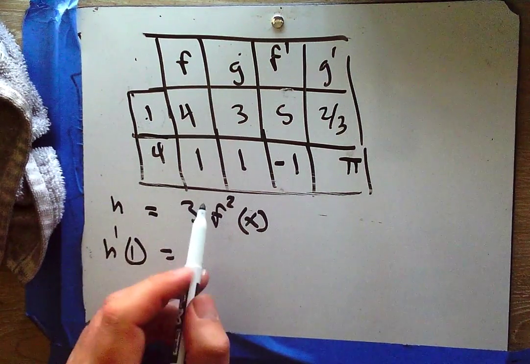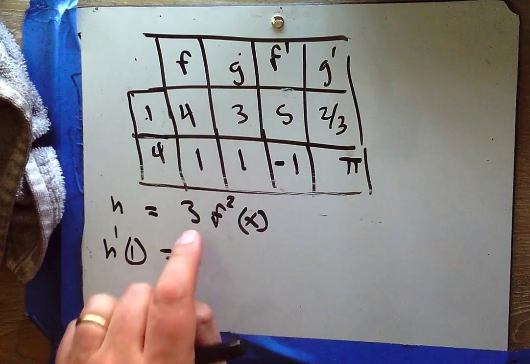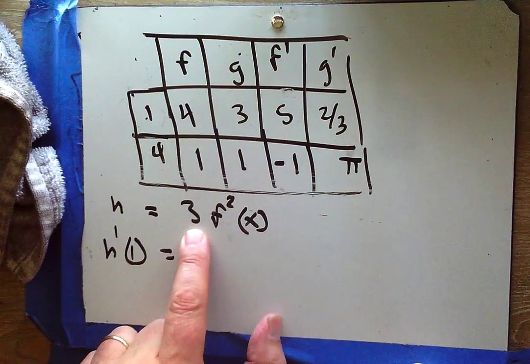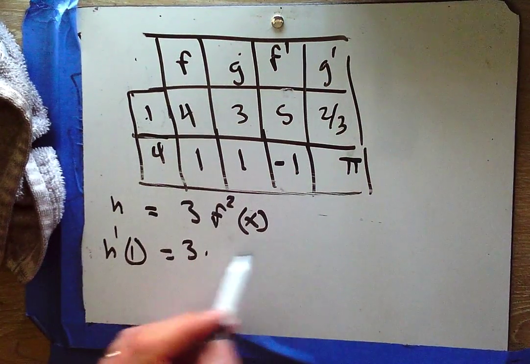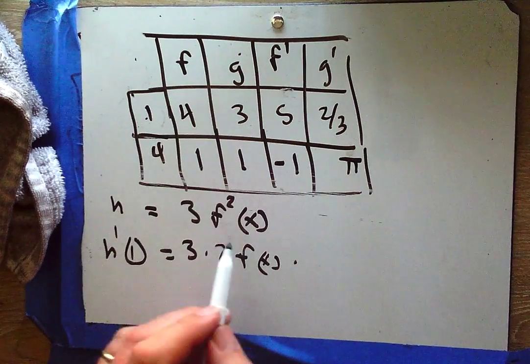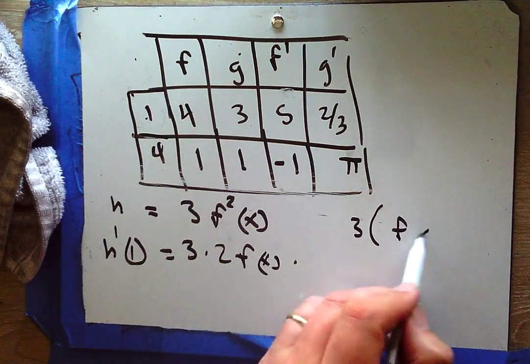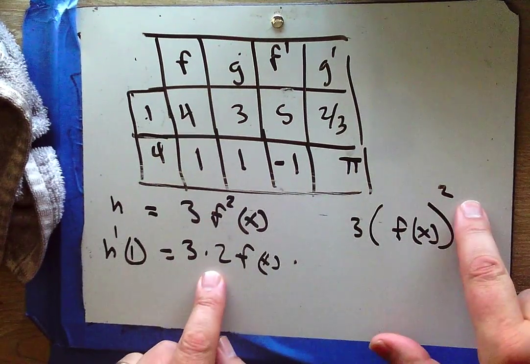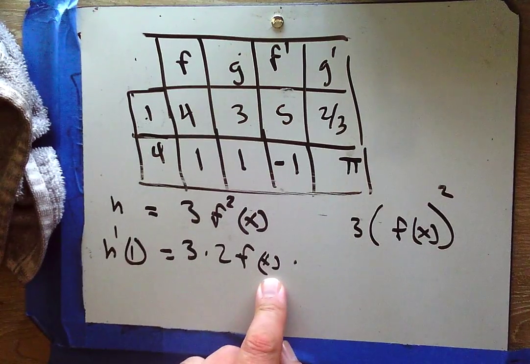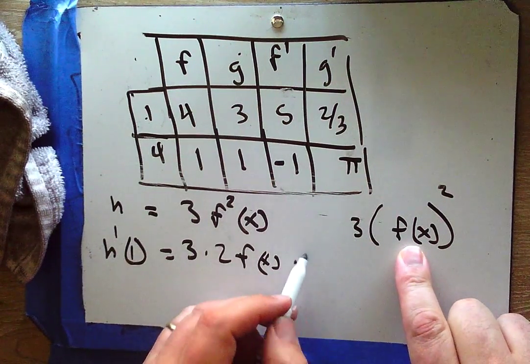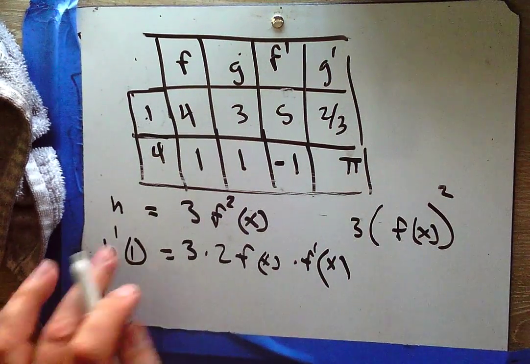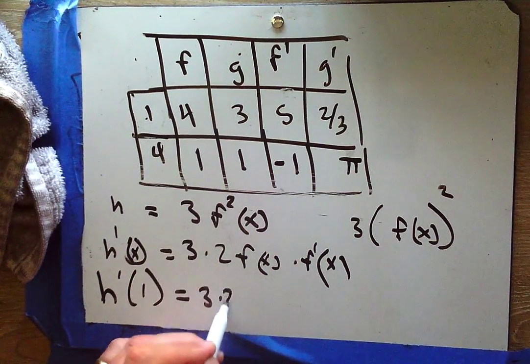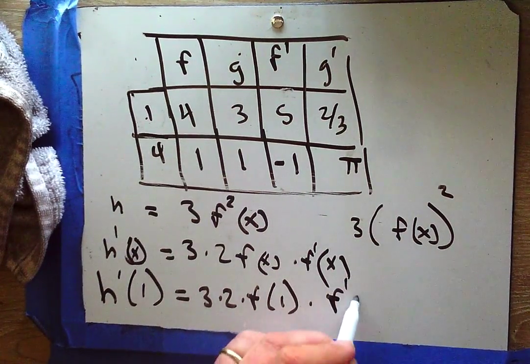Okay, there. So again, I don't want to use product rule here. This is a constant. If I want to take the derivative of this, I need to take the derivative of that and multiply the answer by that constant. 3 times the derivative of that is going to be 2f of x. Leave the inside f of x function alone. I'm bringing down the power, subtracting 1, so it's now f to the first. Then I have to take the derivative of that inside function. Remember, this isn't h prime of 1, this is h prime of x, and h prime of 1 is going to be 3 times 2 times f of 1 times f prime of 1.